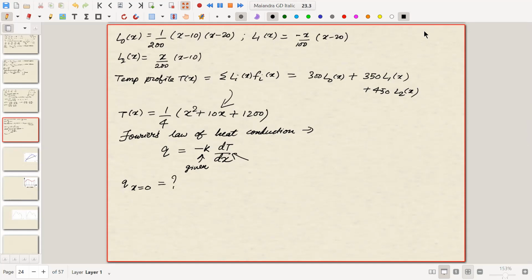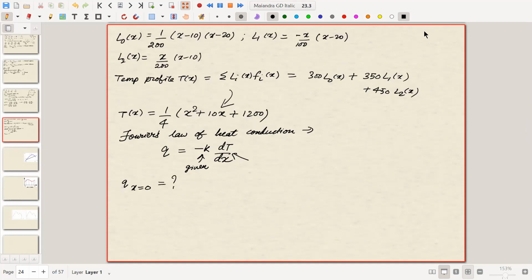Okay. What is q at x equals 0? So what you have to do is find dT/dx. You will get a linear equation because T of x is a quadratic equation, right? So dT/dx will be a linear equation and it will have x. In place of that x, you can substitute x equals 0, and that gives you dT/dx at x equals 0, right?